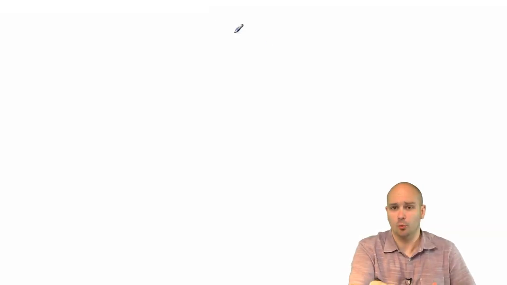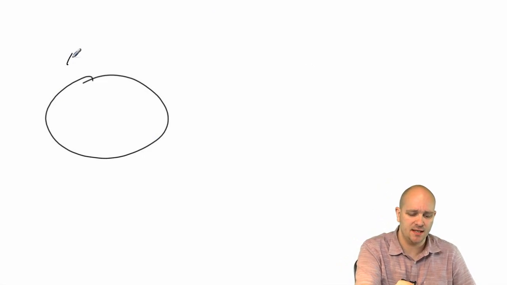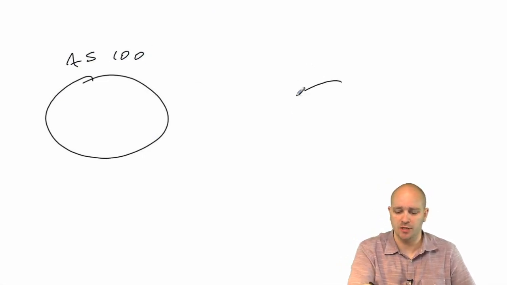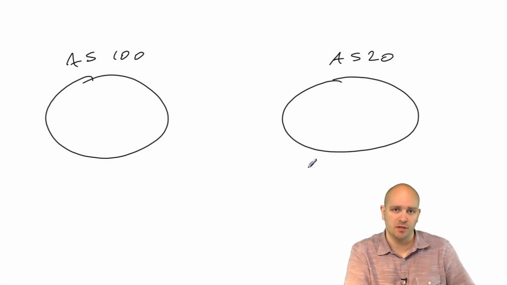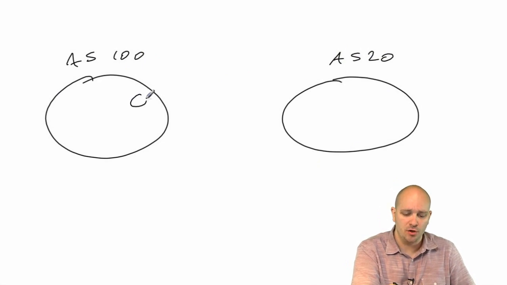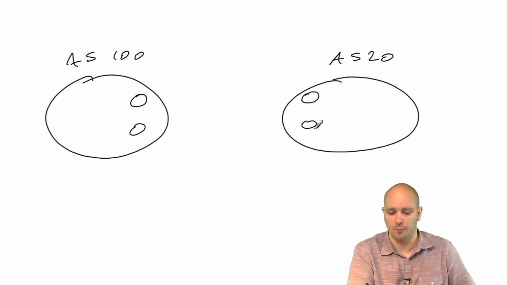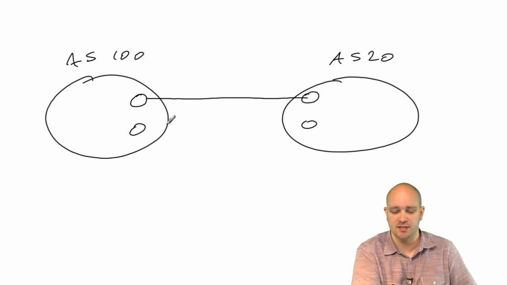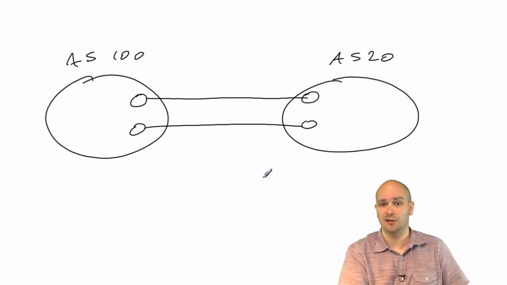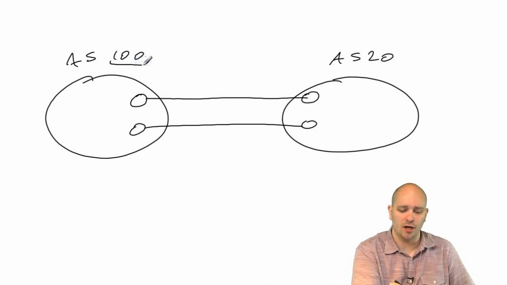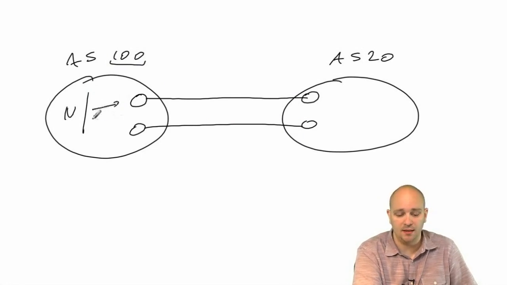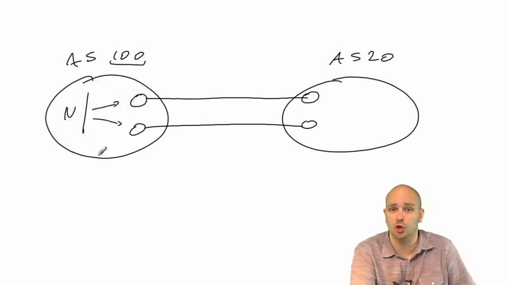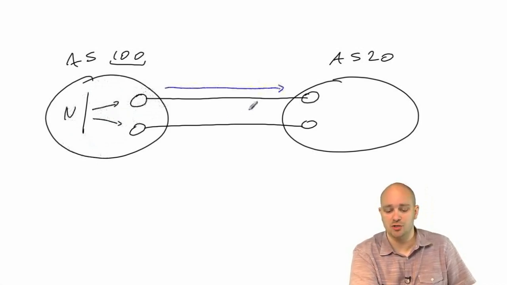Let's say that in this example we had two autonomous systems. Let's say here we had AS100 and here we had AS200. And let's say that we had multiple peerings between these two autonomous systems. So here I'm going to have two routers and here I'm going to have two routers. And let's say that there is a peering configuration that looks like this. Now in AS100 here, I have some network N that is somehow being advertised to these two routers. So I might have some internal peers here. And I want to advertise this network N to AS200.